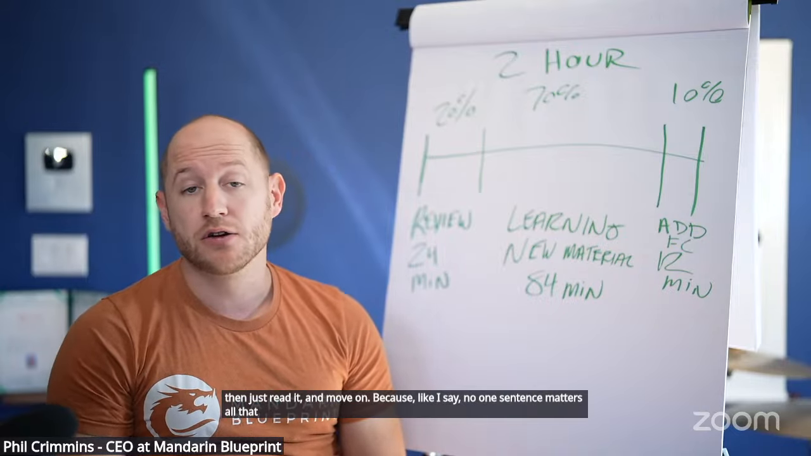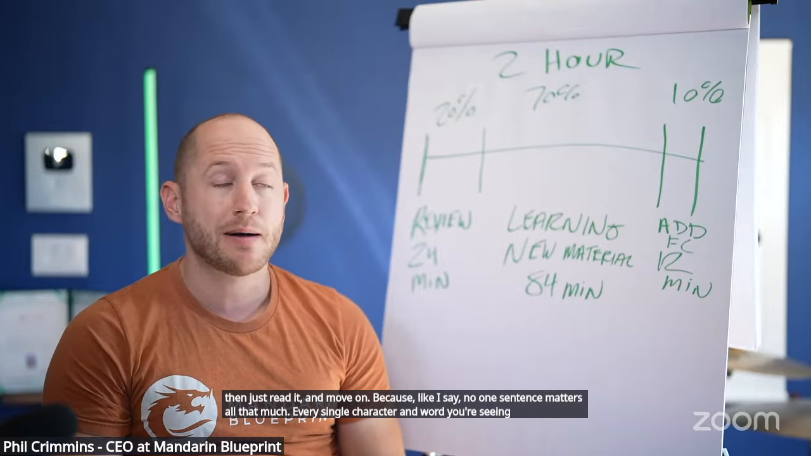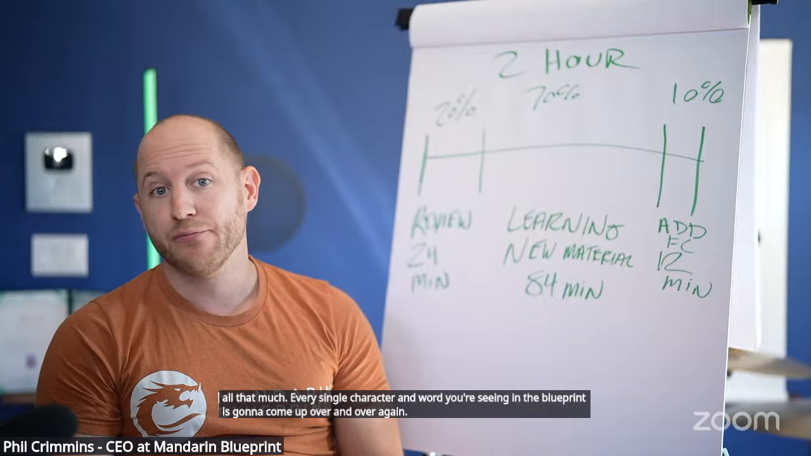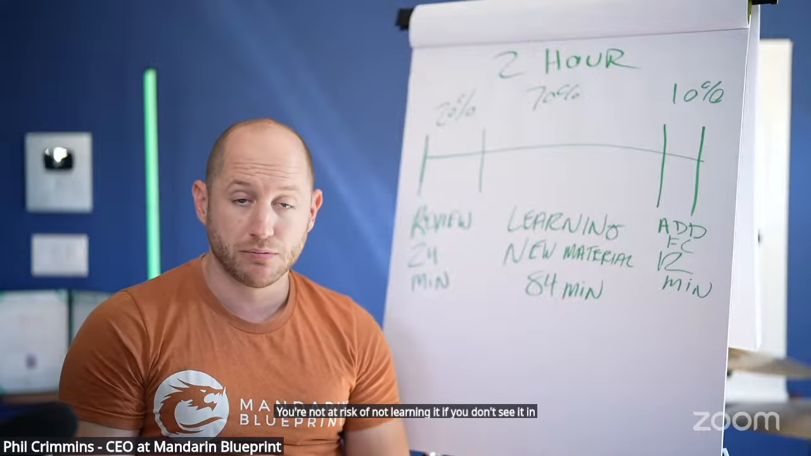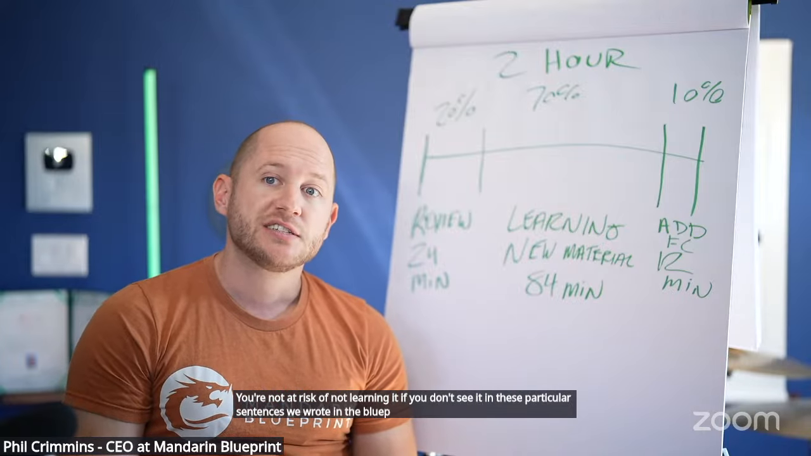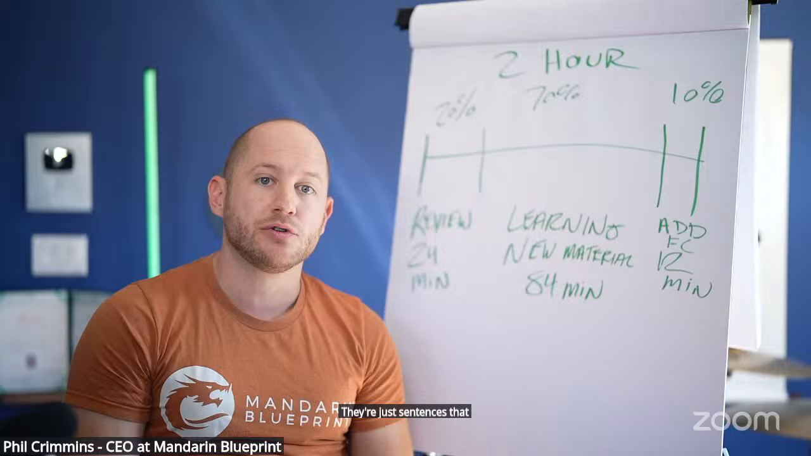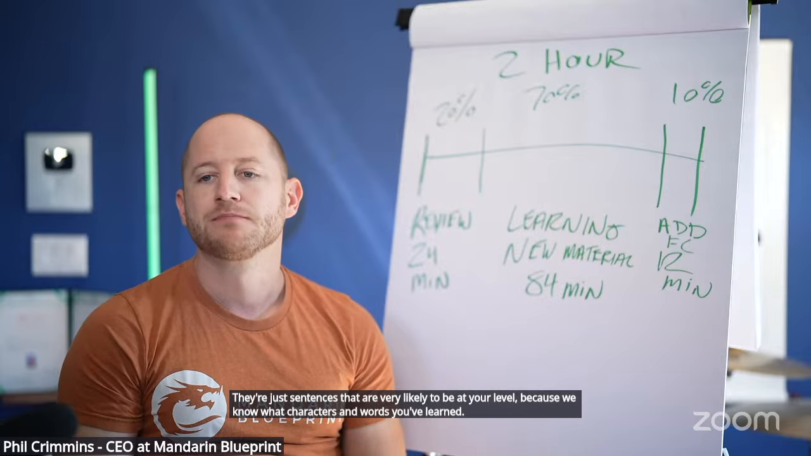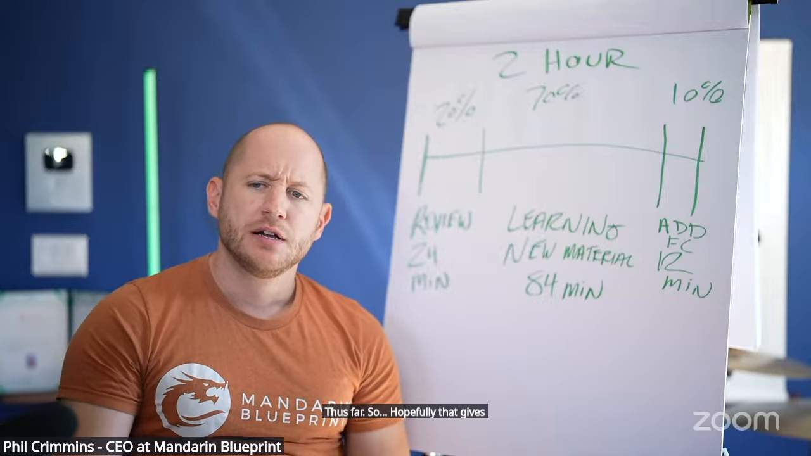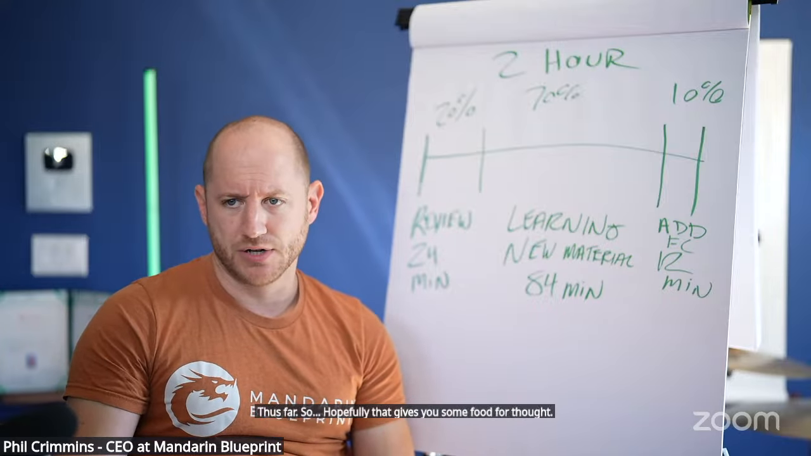Every single character and word you're seeing in the blueprint is going to come up over and over again. You're not at risk of not learning it if you don't see it in these particular sentences we wrote in the blueprint. They're just sentences that are very likely to be at your level because we know what characters and words you've learned thus far. So hopefully that gives you some food for thought, Andreas.